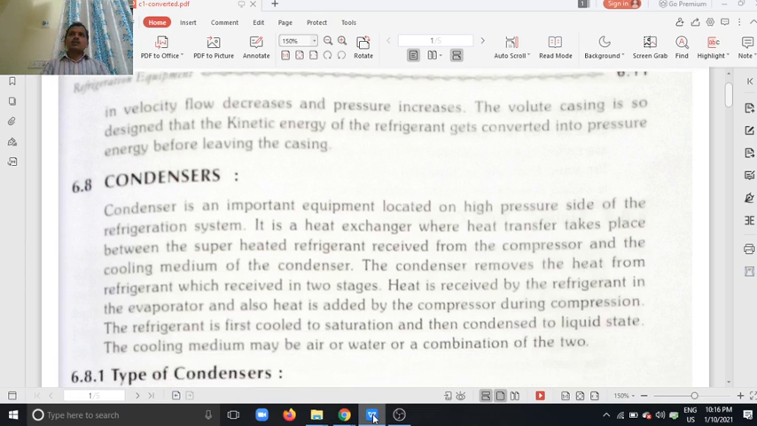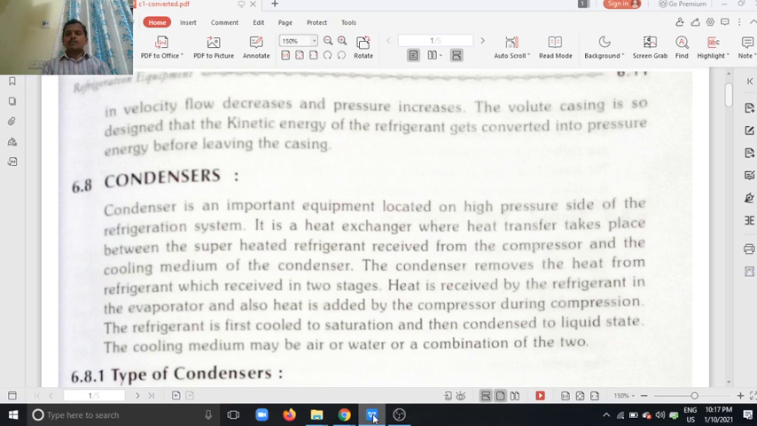And before entering into the condenser, the state of the refrigerant is superheated. So the condenser first cools the refrigerant to the saturated temperature, then it is cooled to the saturated liquid state. That is the main function of the condenser.